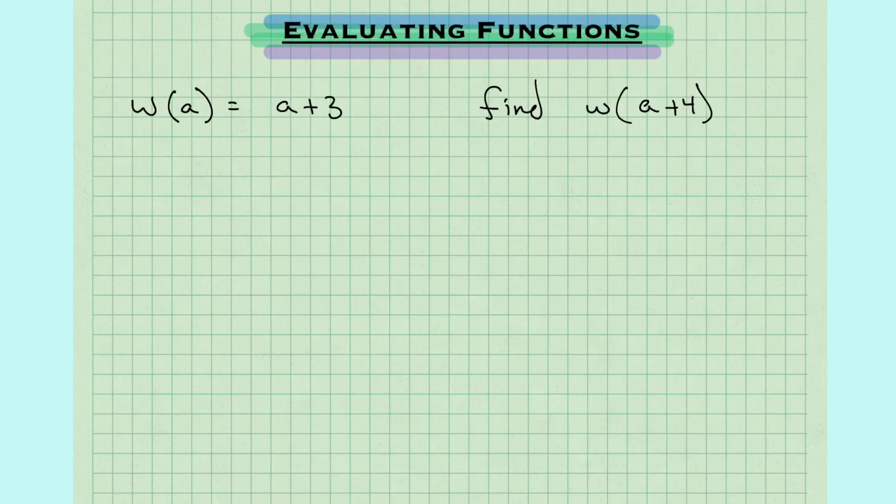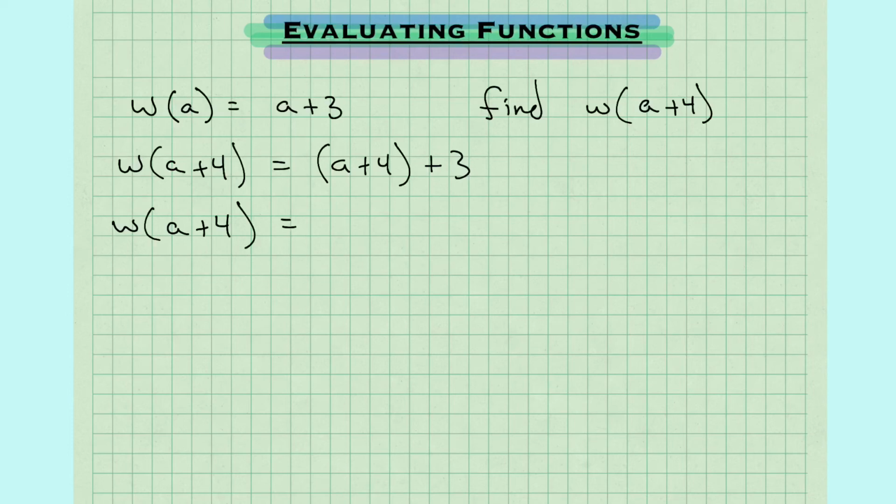All right, w of a equals a plus 3. Find w of a plus 4. So it's going to look like this. w of a plus 4 equals a plus 4 plus 3. Okay, so w of a plus 4 equals a plus 4 plus 3. Okay, that's just a plus 7. So there's our answer, a plus 7.